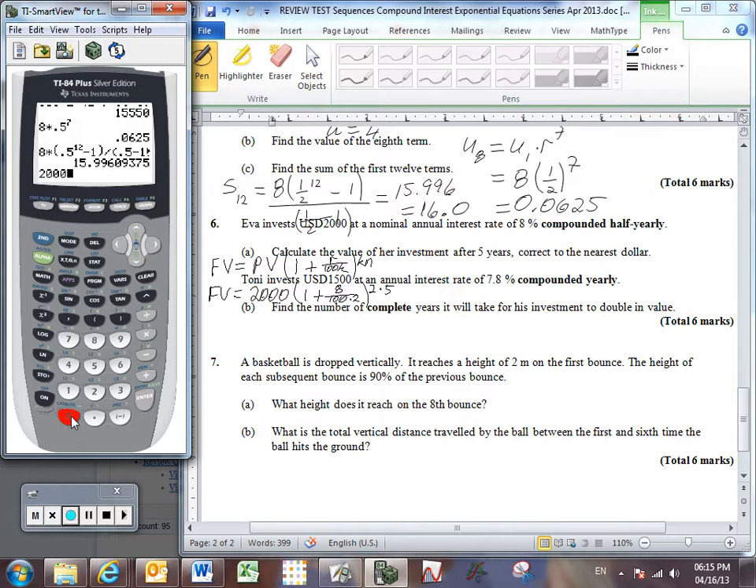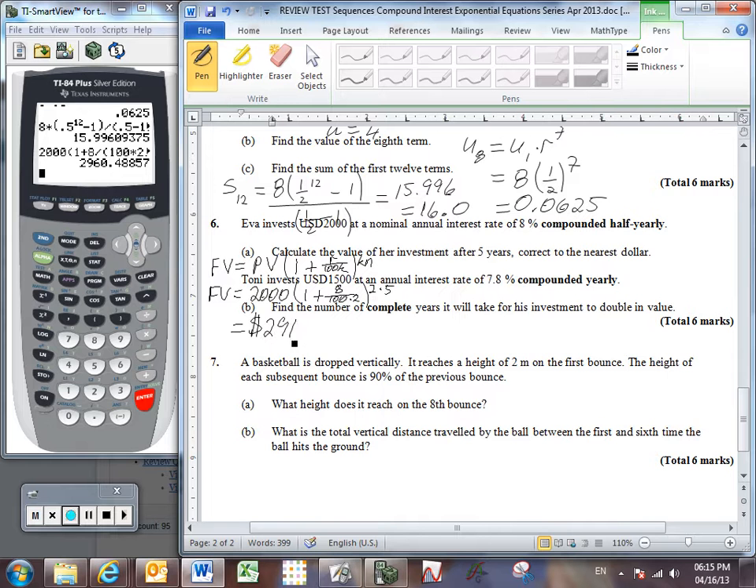2,000 is multiplying 1 plus 8 over 100 times 2. That 100 times 2 is all part of that denominator, so put it into its own parentheses, and then close your next set of parentheses to show that this entire expression, 1 plus 8 over 200, is being raised to the power of 2 times 5. And we'll get $2,960.49. And remember, only 2 decimal places when you round, as in any financial question. Although I suppose you could have also rounded to the nearest dollar, 2,960.